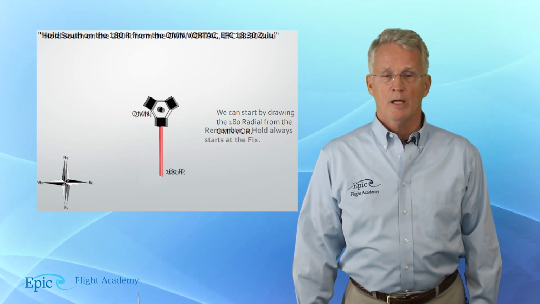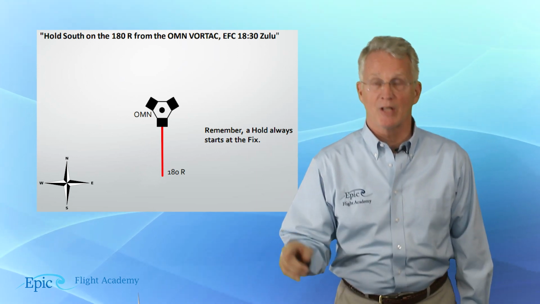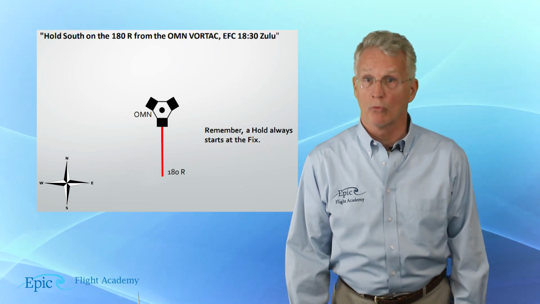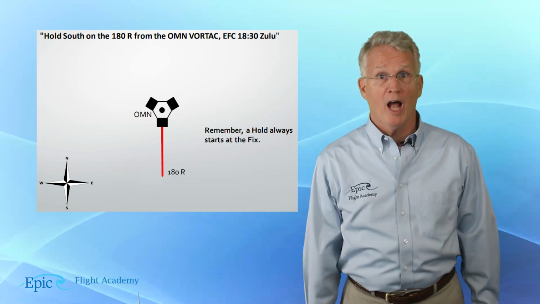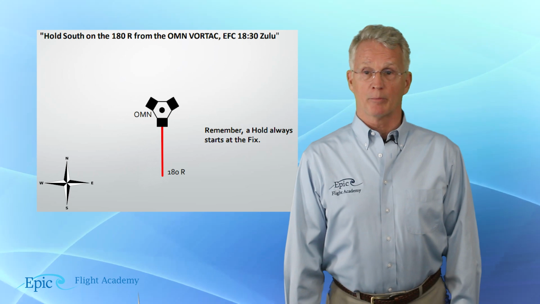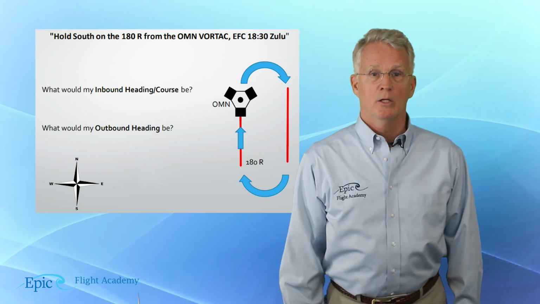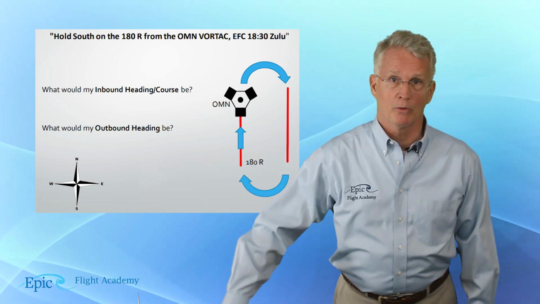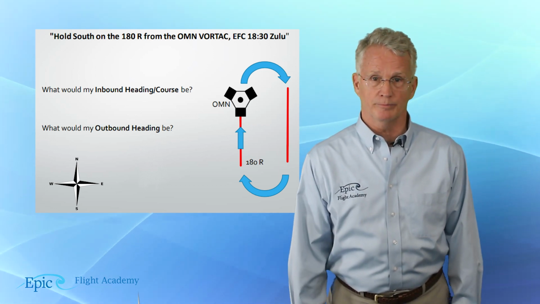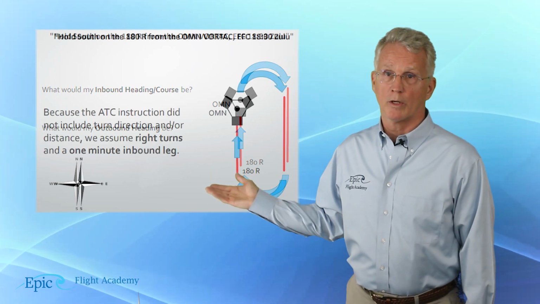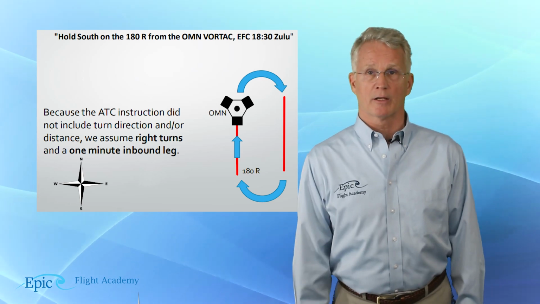Now, remember, the hold starts at the fix and the turns will be to the right unless I was instructed to turn to the left, which we were not. So the next thing I'm going to do is draw in my right-hand turn and my outbound leg to the south, so I can then turn right again and fly my inbound course to the fix. So this is what it would look like. Holding south on the 180 radial from the Ormond Vortac.